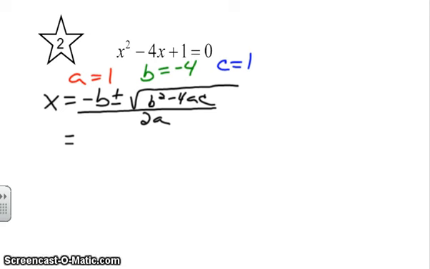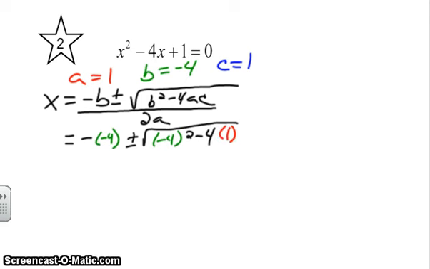Okay. So negative, and then where B is, I'm going to do -4. Plus or minus the square root of -4 squared minus 4 times 1 times 1 all over 2 times 1. Holy moly.